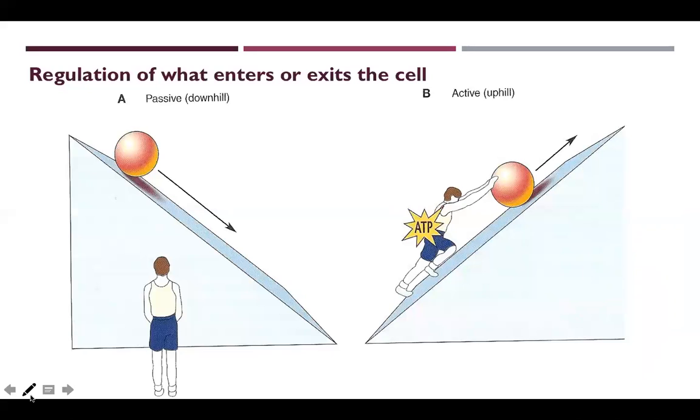Well, we can compare these two types, passive and active, to a hill and a ball. In a passive movement, we can compare this to a ball rolling down a hill. And this is for two reasons. The first reason is that the person can just watch the ball roll down the hill. If they're just watching, it doesn't take any energy to do that. So no energy required.